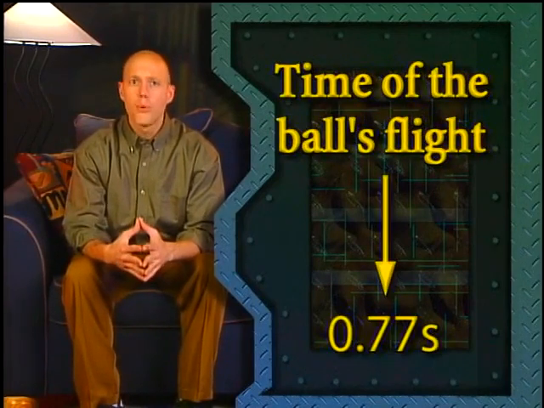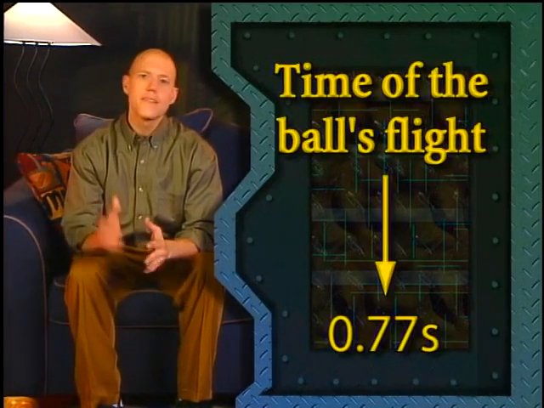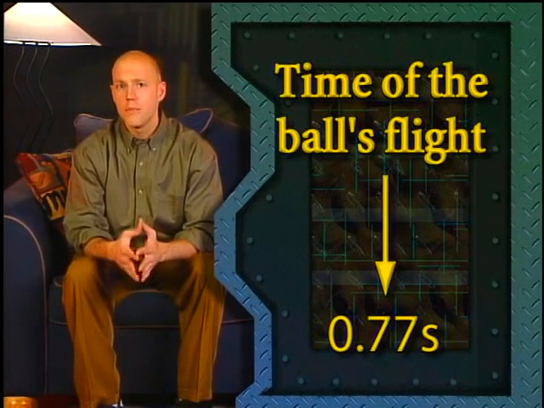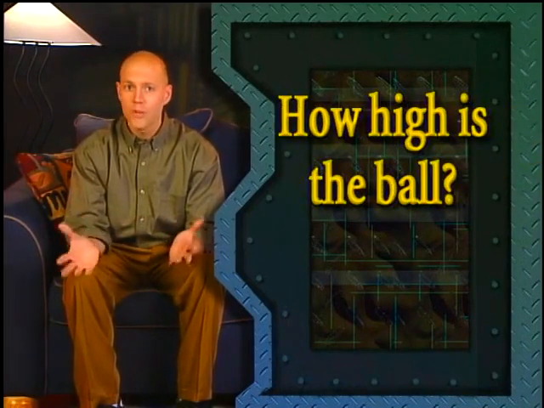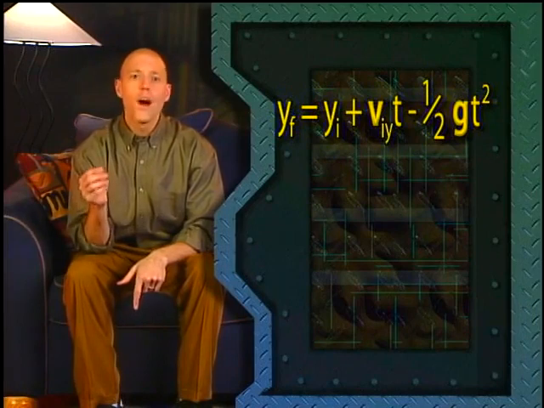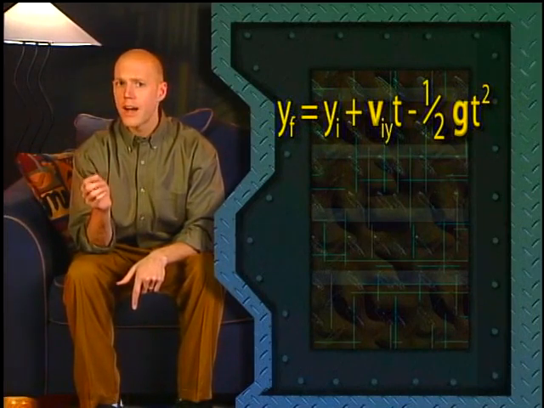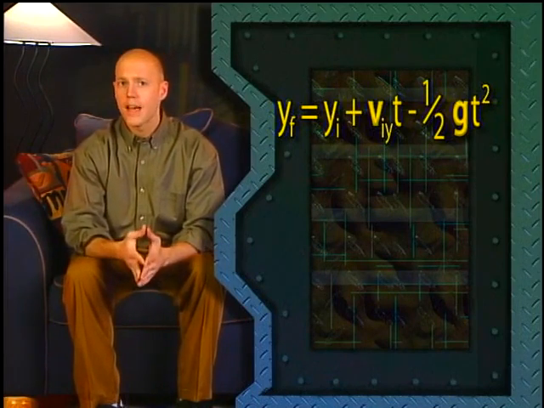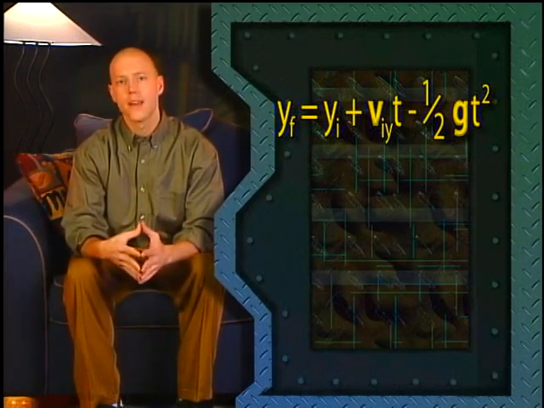So we know how long the time of the ball's flight is, 0.77 seconds. It takes the ball that long to go the 20 meters to the net. But we still haven't answered our most pressing question. How high is the ball when it reaches the net? Remember, we're going to use the equation y sub f equals y sub i plus v sub iy times t minus 1/2 gt squared to figure out that answer.